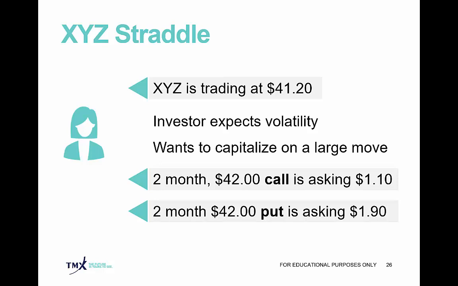Now, the reason why that put option is a little more expensive is because it's slightly in the money. Recognize that the stock is trading at $41.20, and the 42 call is slightly out of the money. The 42 put is slightly in the money by about 80 cents. So you're always going to have a little bit of a differential between the call and the put when you're doing a straddle, simply because one may be slightly in the money while the other is not.